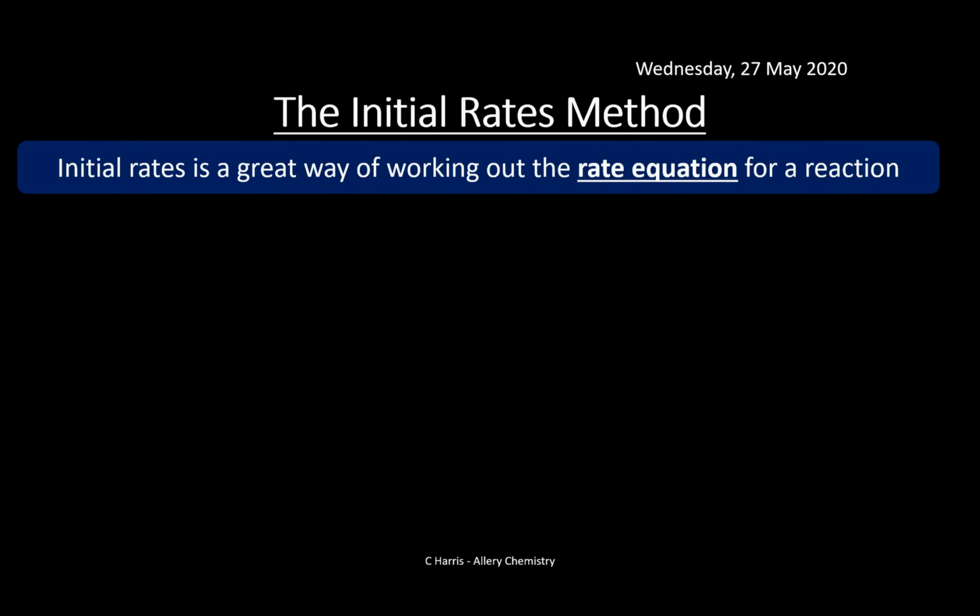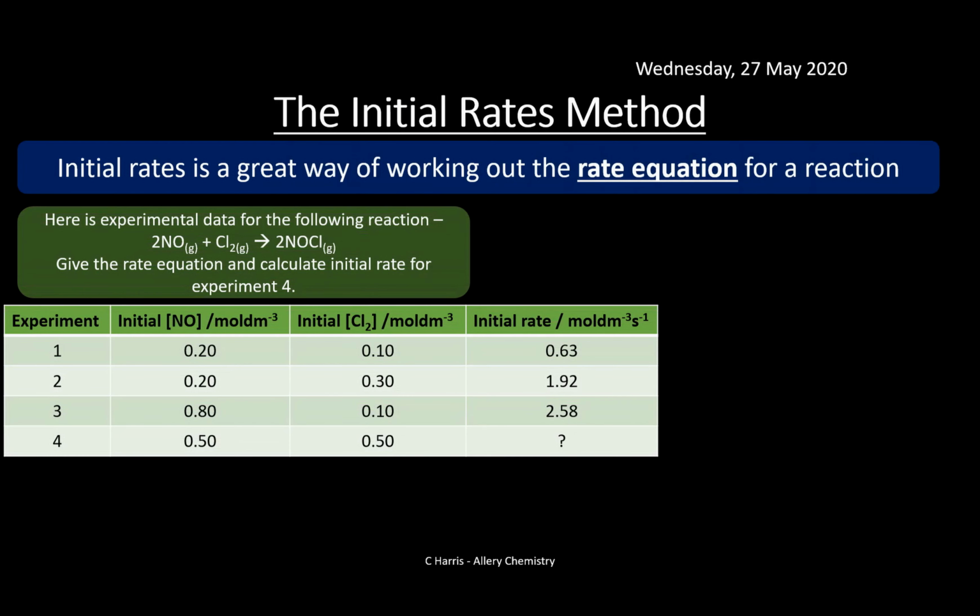Like I say, initial rates is a great way of working out the rate equation for a reaction. So let's have a look at an example here. Here's some experimental data for the following reaction: 2NO plus Cl2 gives 2NOCl. You can see that's being produced there. Give the rate equation and calculate the initial rate for experiment 4. So you see we're bringing these two elements together now.